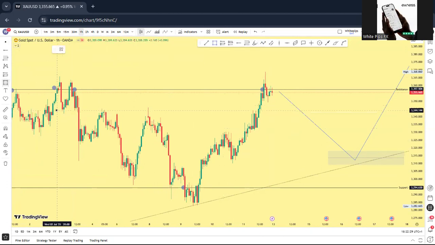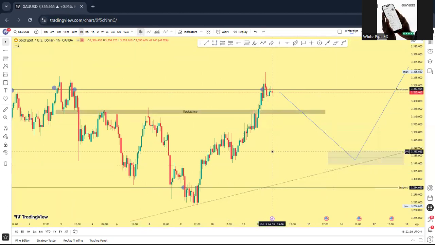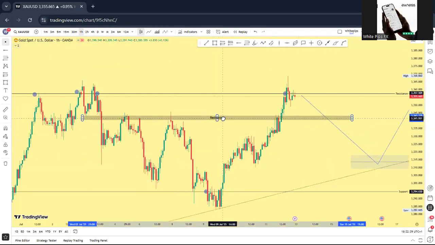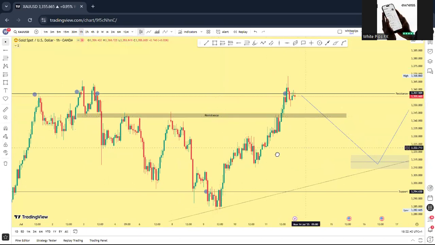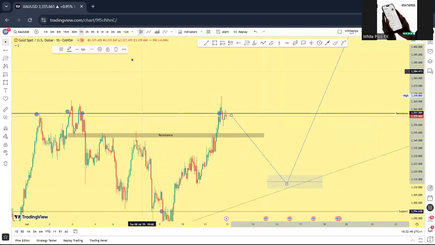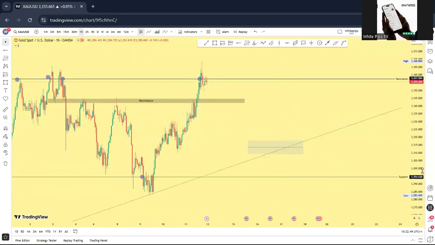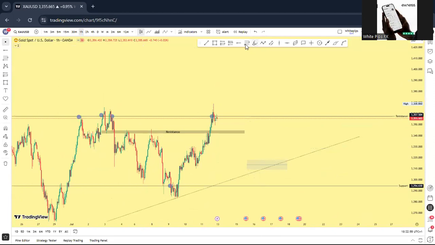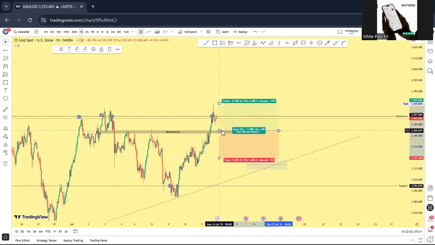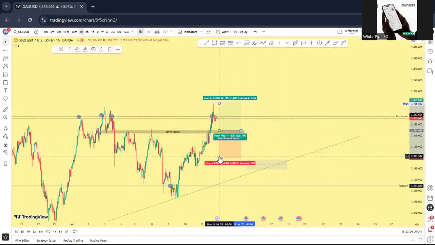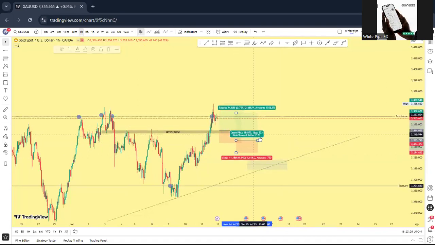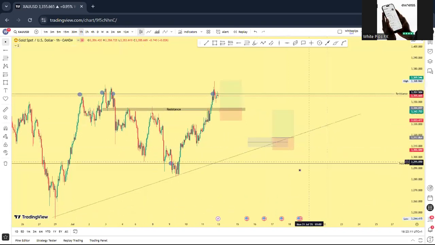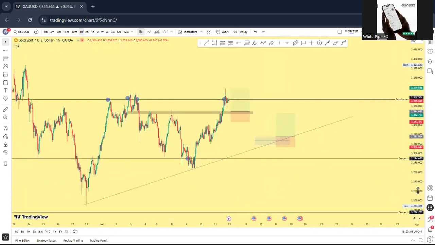There is another minor resistance we have here. Let me mark it with this tool. There's another resistance we have here. So as you can see, let me remove this so we can be clear enough. So these are the levels we'll be looking to take our trading decision on. First is here. Let me just put the buying tool. We'll buy here. Another zone to buy from is here. So we have 2 points to buy from.